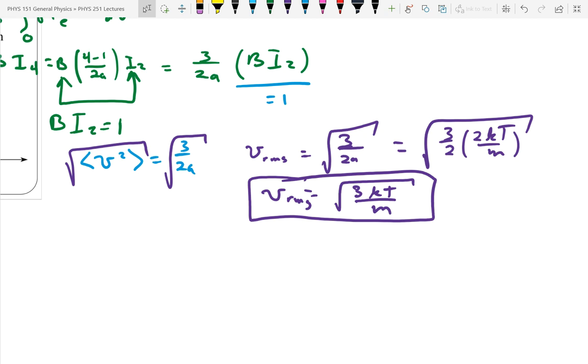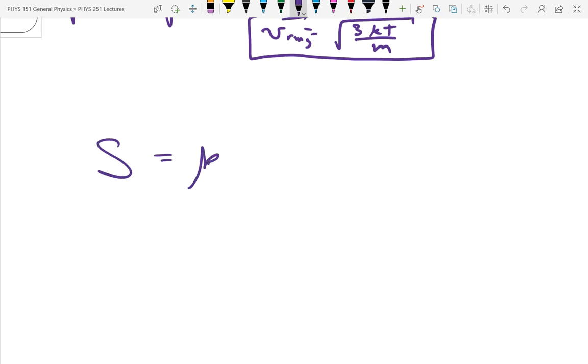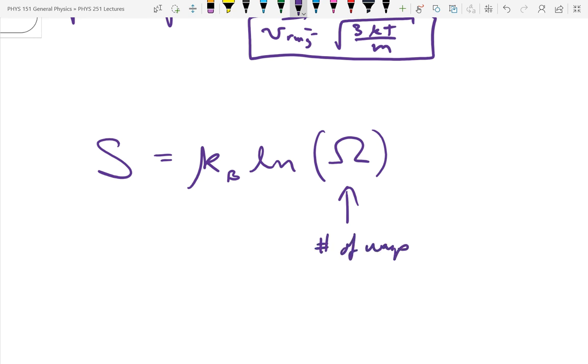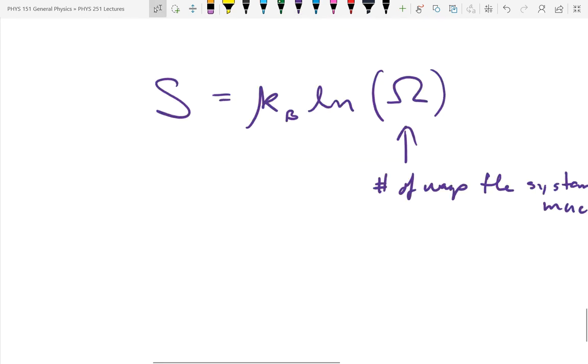We have a mathematical function for it. And that is that entropy, S is the symbol for entropy, is equal to the Boltzmann constant times the natural log of Omega. This is a capital omega, and it means the number of ways the system can be in a macro state. And I'm going to end this with one simple thing that we'll use in class.